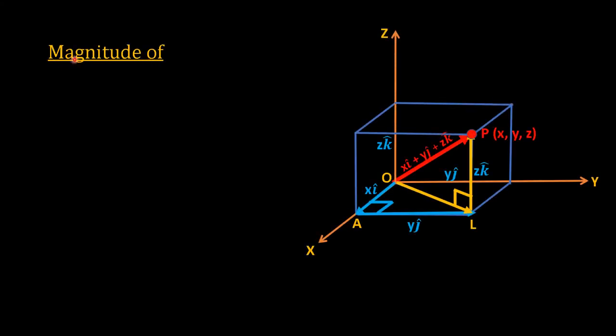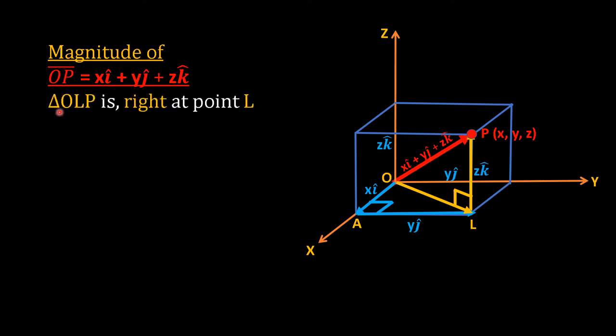We will see how to find the magnitude of OP bar, which is this vector. In triangle OLP, which is right angled at point L, OP squared equals OL squared plus LP squared according to Pythagoras.